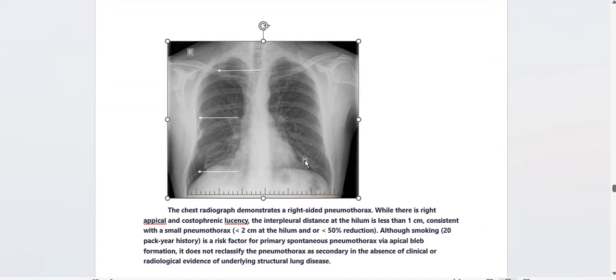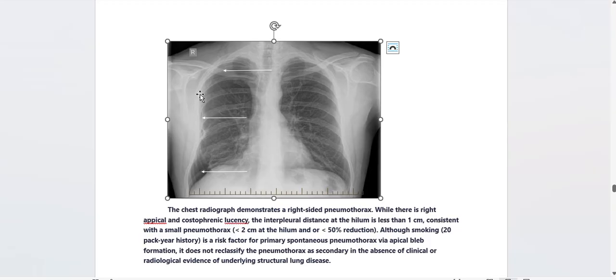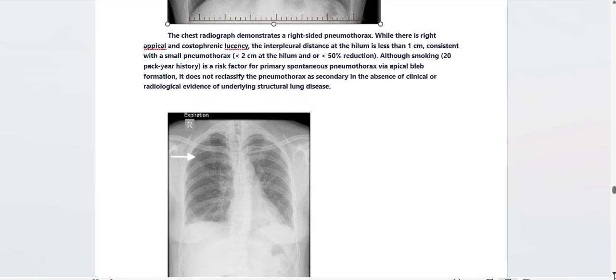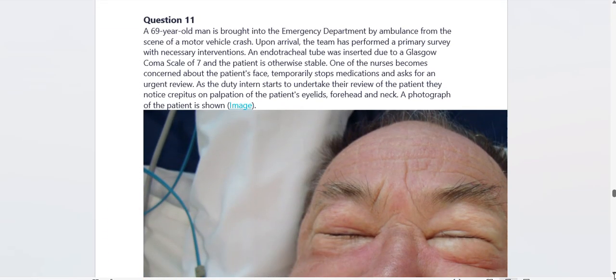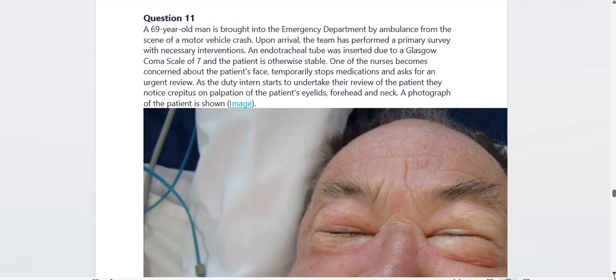That's a chest X-ray. As you can see, a very mild pneumothorax. You can see it here. Okay, this question is beyond my expectation.